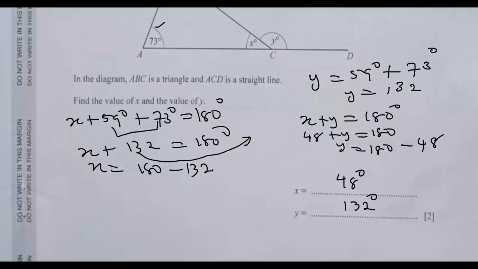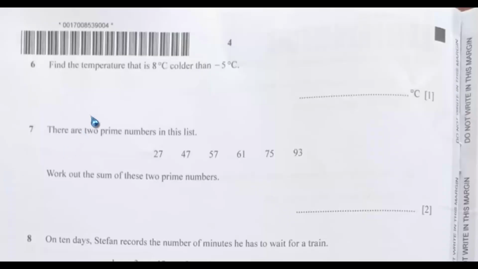So the next question is question 5. Find the temperature that is 8 degrees colder than minus 5 degrees Celsius. If you draw the temperature scale here, you have something like this. So minus 5 degrees Celsius will be here. From the understanding of the temperature scale, as you go down, it becomes colder.